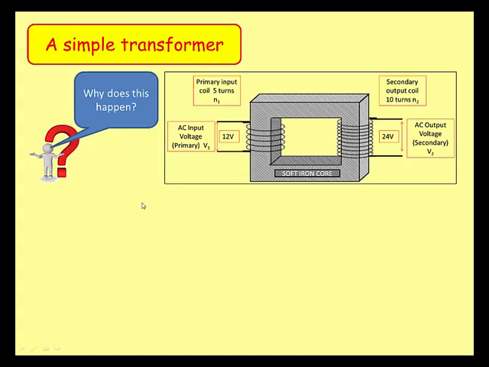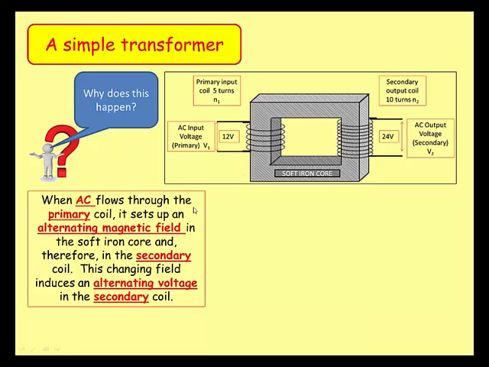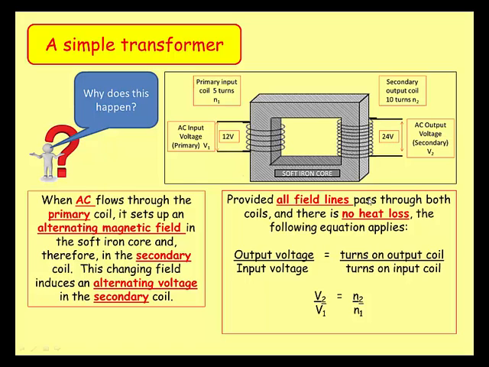Now, why does it happen? Well, it looks like magic, doesn't it? I still think it's an amazing process. It's all to do with what's called induction. So when AC flows through the primary coil, it sets up an alternating magnetic field, which induces an alternating magnetic field in the soft iron core, and that alternating magnetic field is picked up by the secondary coil here. Now, this changing field induces a voltage in the secondary coil, and hence you get a current flowing.